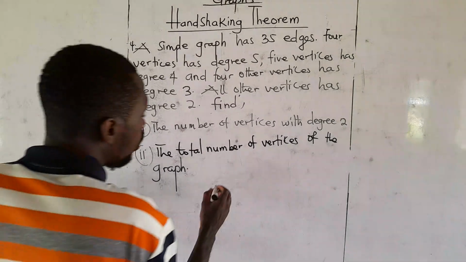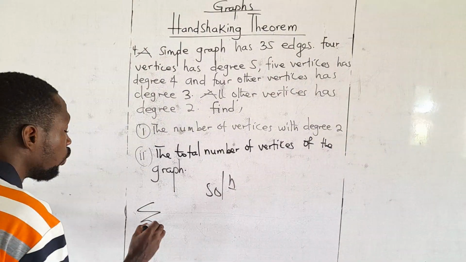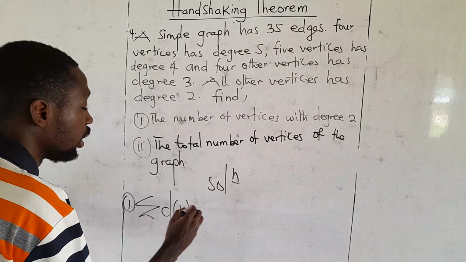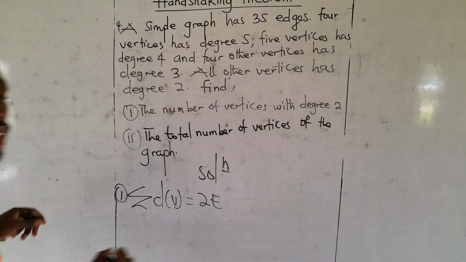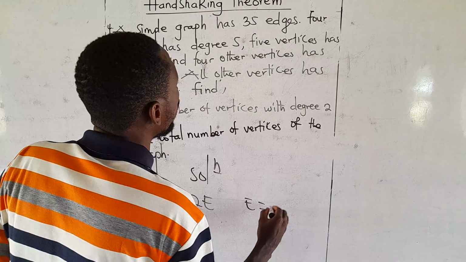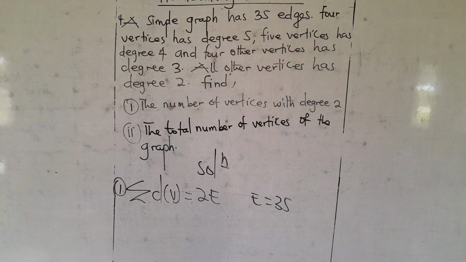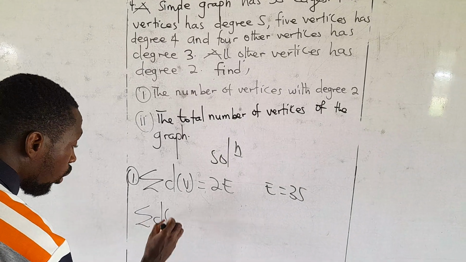So remember, the handshaking theorem states that the sum of degrees of all the vertices is equal to twice the number of edges. This is very, very important. And the number of edges of the graph is 35. Now we need to find the total number of degrees of all the vertices.